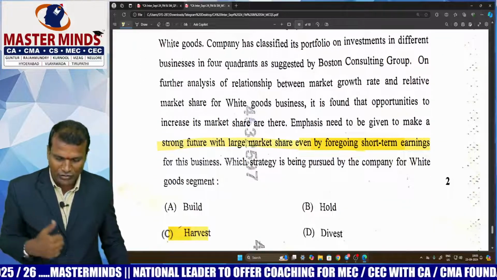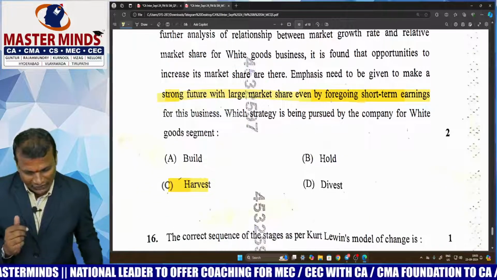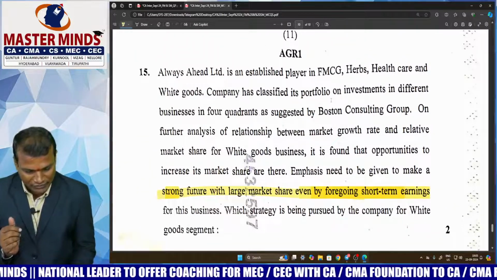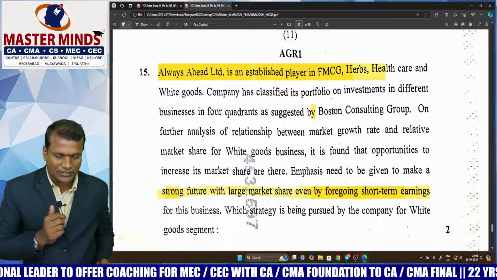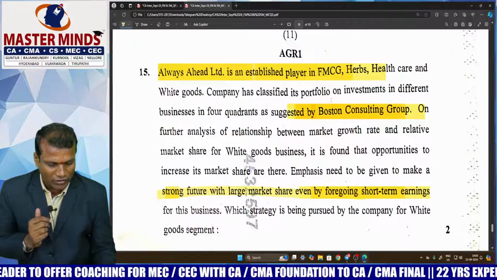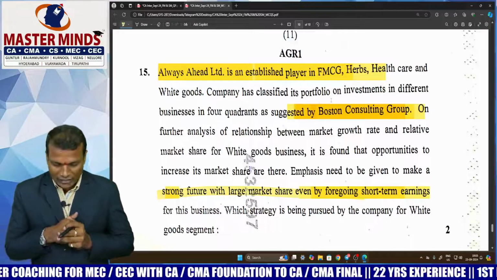There is a question. Look at the highlighted keyword. He is talking about BCG matrix, right? A company is there in FMCG. He is trying to use a technique called portfolio analysis called BCG matrix. Now look at the keywords we have to identify.